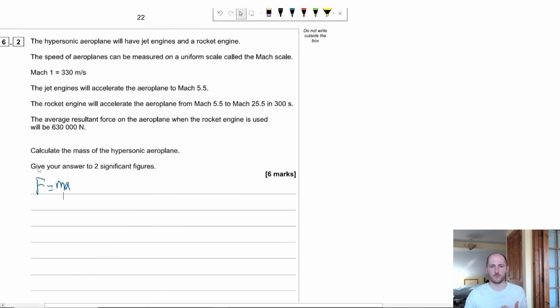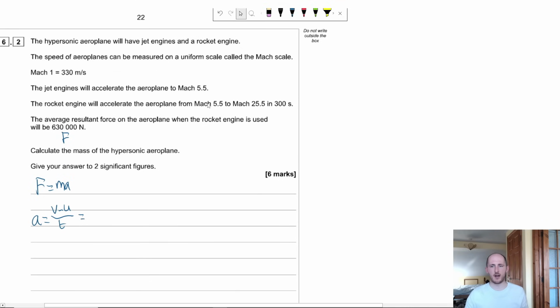Now, what do we have? Well, we have the force. The force is 630,000 newtons. The mass is what we want to work out, so we don't have that yet. And the acceleration we don't have. So we're kind of stuck. However, think about it. What is acceleration? It's the change in velocity over time. So all we need to do is use this as our change in velocity.